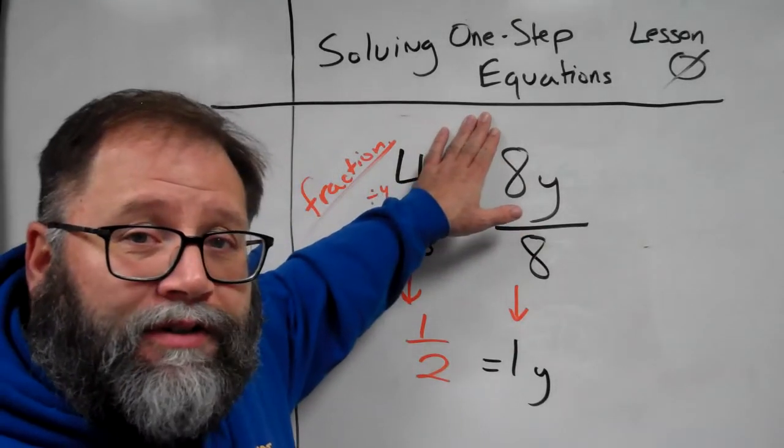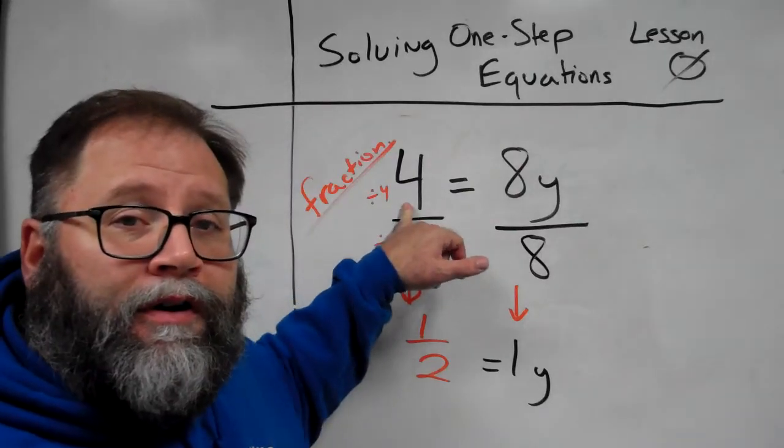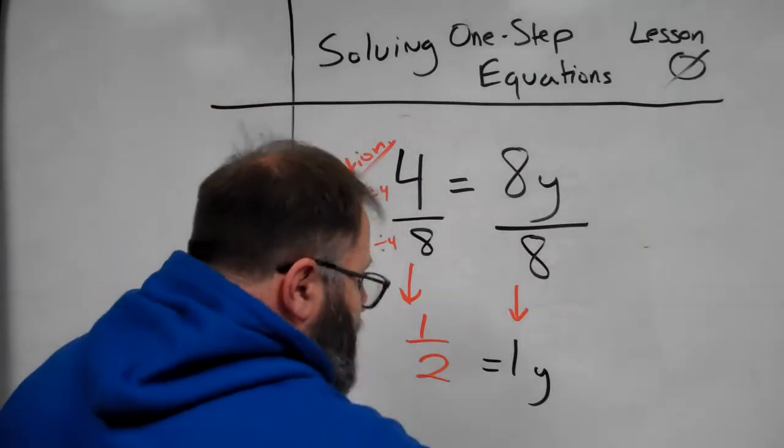Now, a mental check here. What's half of 8? 4. That's all you got to do. If you do the multiplication, that's fine too.